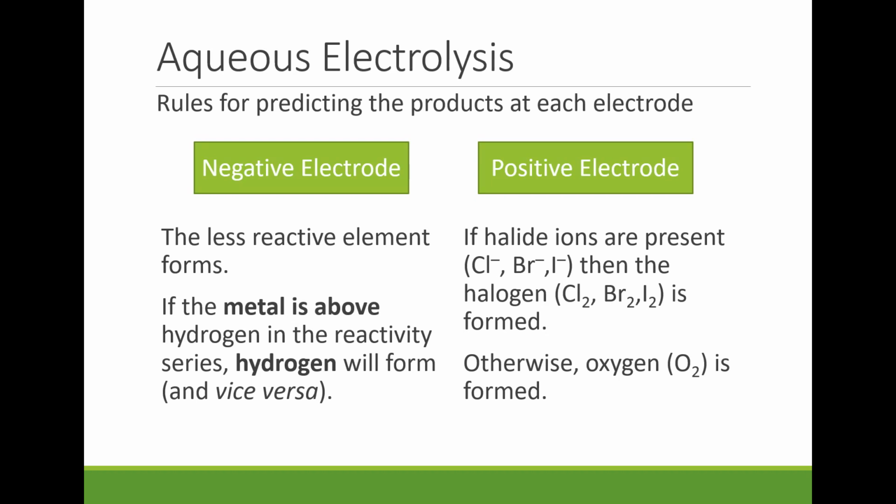So a bit easier, I think, that rule to learn. If it's Cl minus, Br minus, I minus, then we get Cl2, Br2, or I2. Anything else, sulfate ions, nitrate ions, etc., we're going to get oxygen gas, O2. All right, so make sure you get those rules learned, and then we'll put them into practice.